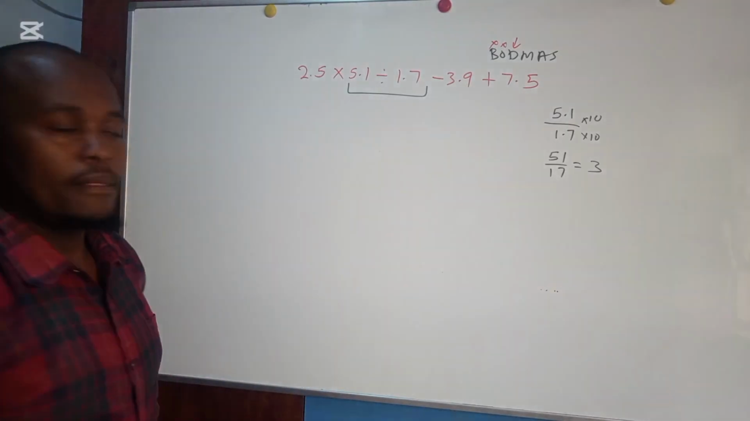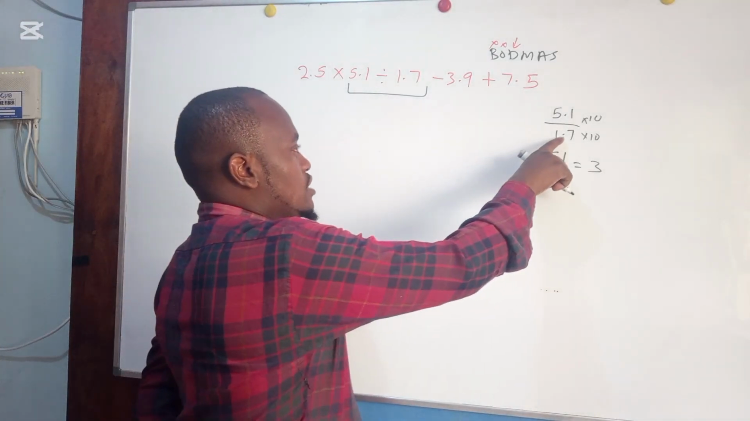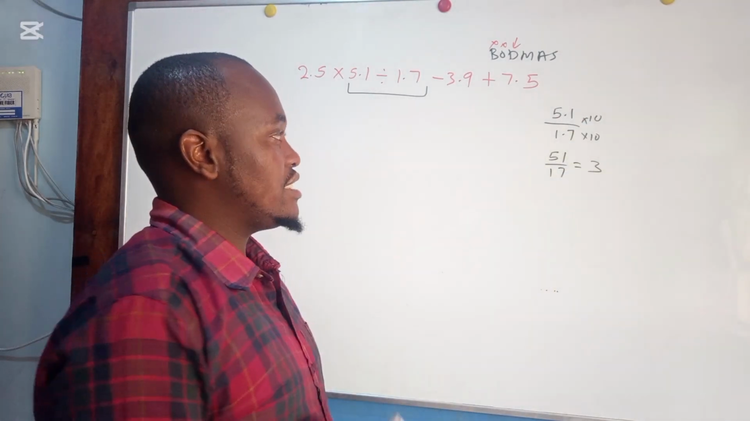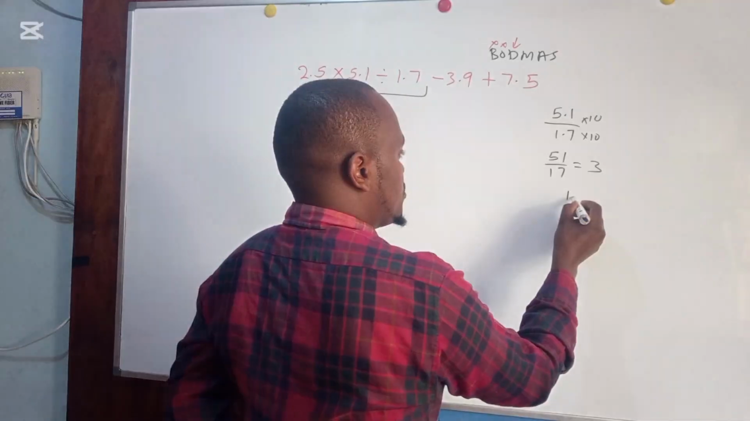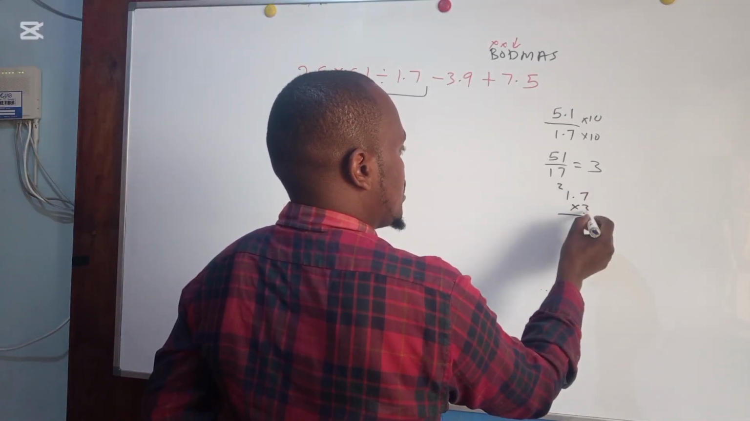We are saying 1.7 goes into 5.1 3 times. We can try 1.7 times 3. This is 21, carry 2. This is 3 plus 1, 5. Then we had 1 decimal.